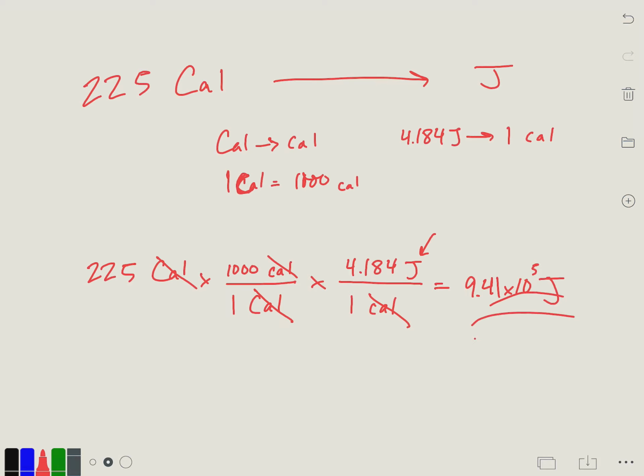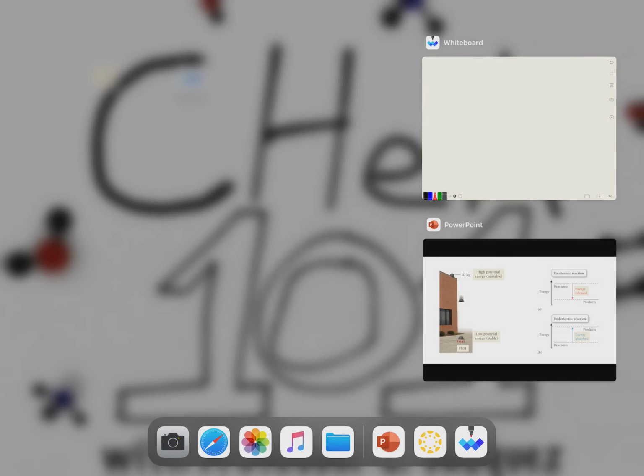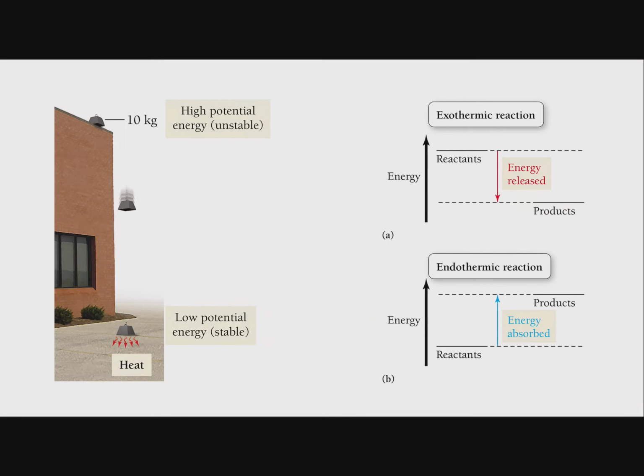So it's neat when you start looking at energies and kind of comparing things, but that's not the goal right now. So that was just a conversion between calories and joules, and those are important because sometimes you're asked to find an answer in joules and you're given calories, and so you want to practice those.